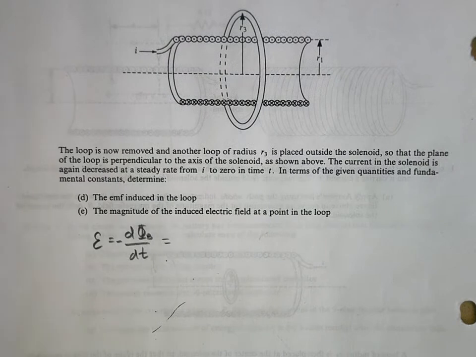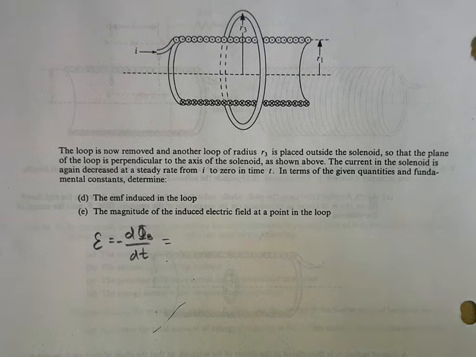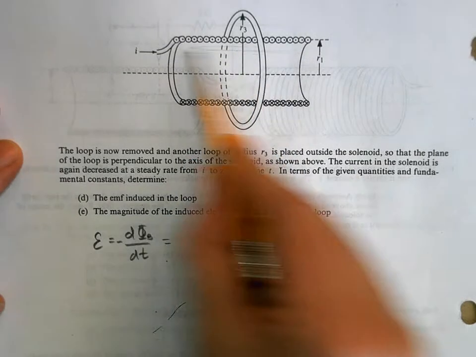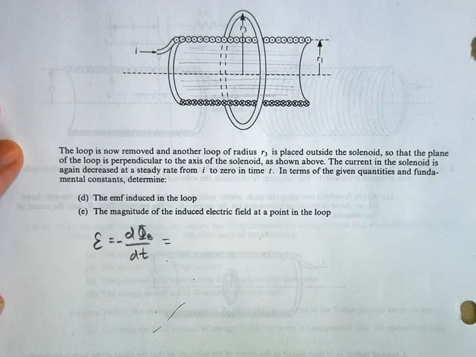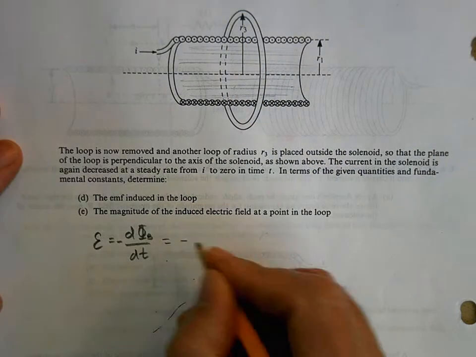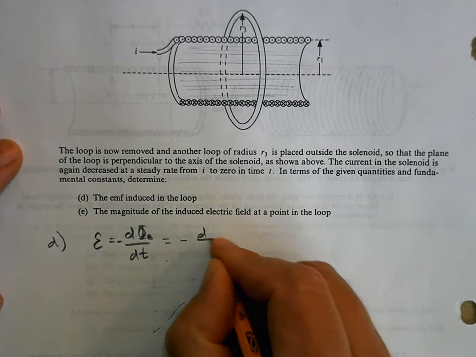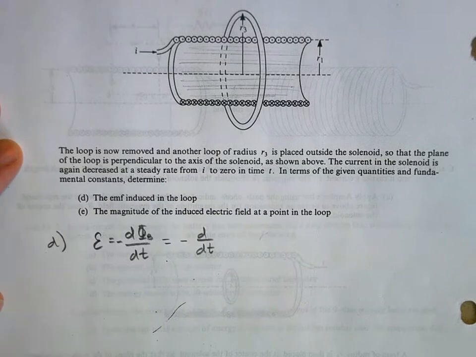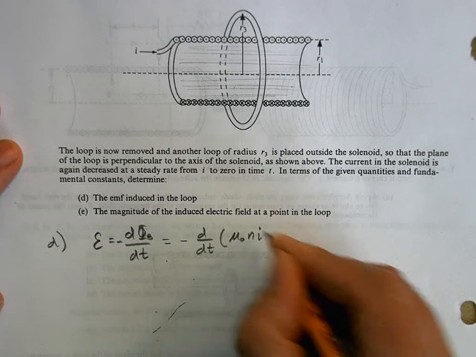But hey, remember this, that this is the rate of change of the magnetic flux where there is magnetic flux. All the magnetic flux is inside the solenoid. Outside the solenoid, there is no magnetic flux. So this is going to be negative, so this is d/dt of B times A. And what did we say B was? B is mu naught n i.